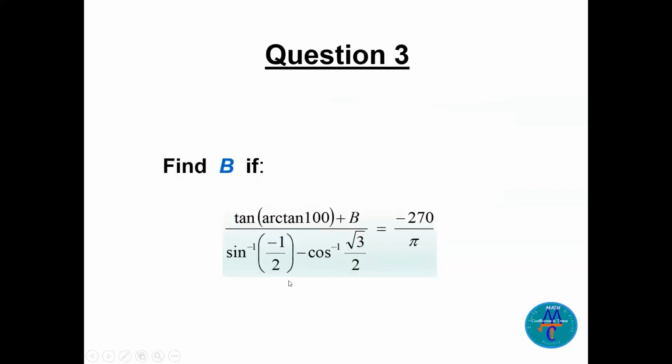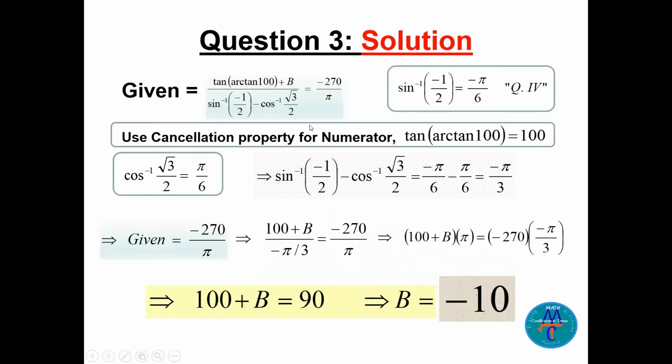Question number 3, find the value of b here. If we have tan of arctan of (100 plus b) divided by (sine inverse of minus half minus cosine inverse of square root of 3 over 2) is equal to minus 270 divided by pi. I have to find the value of b. So let's see. Sine inverse of minus half is minus pi over 6. This is in quadrant 4. And remember, sine inverse is defined between minus pi over 2 and pi over 2, closed.